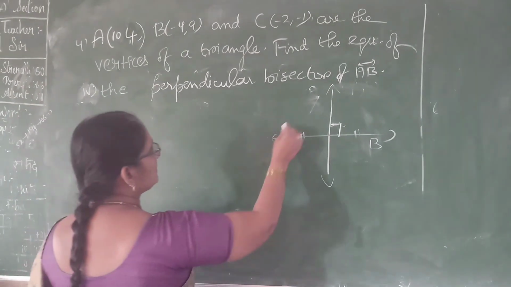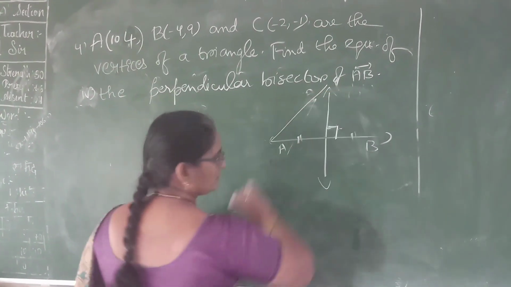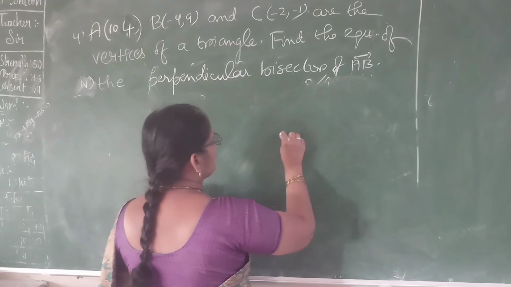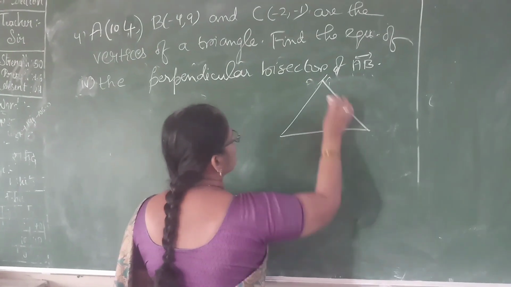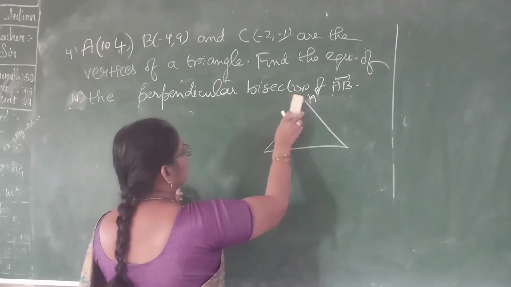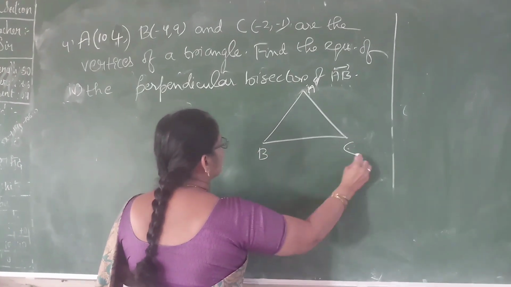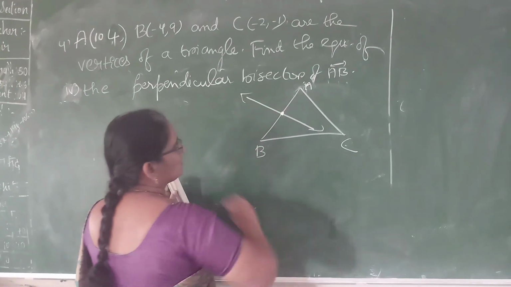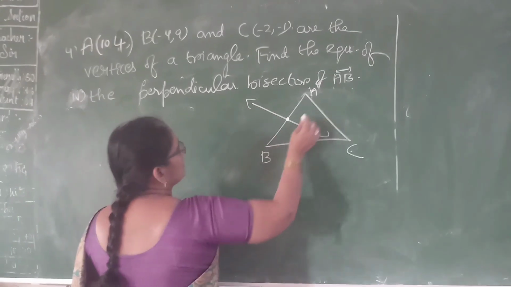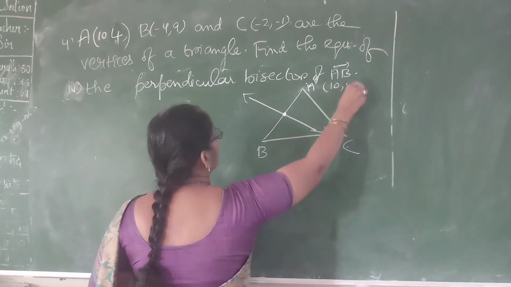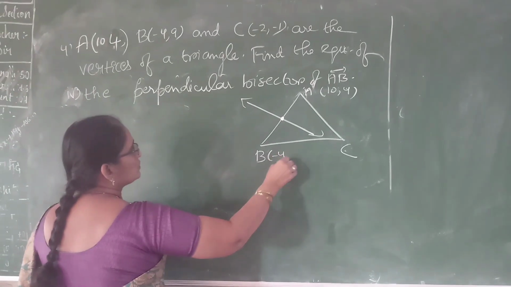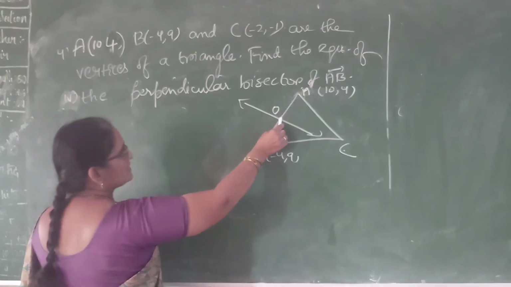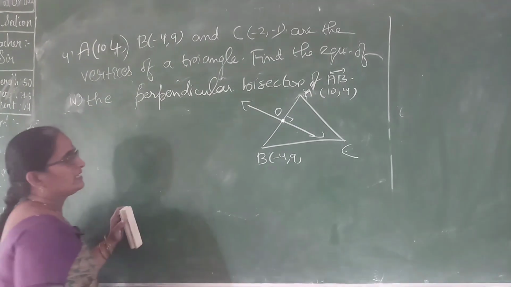So, here actually in your triangle, like this is your triangle, this is A, this is B, this is C. So, your perpendicular bisector is this one. You can consider this as a perpendicular bisector. That means what is A here? 10 comma 4, B is negative 4 comma 9, let this be considered as O. So, O is bisecting this particular line AB.